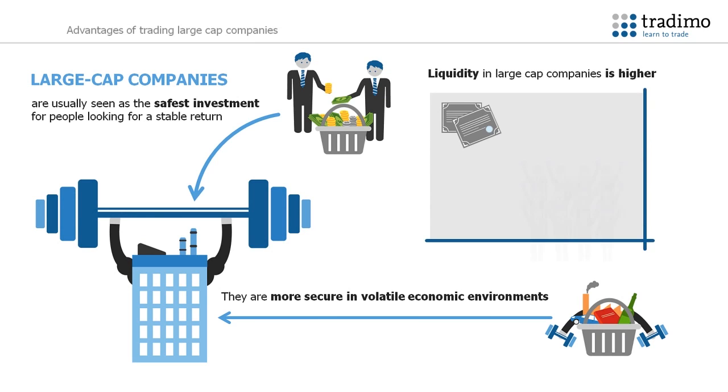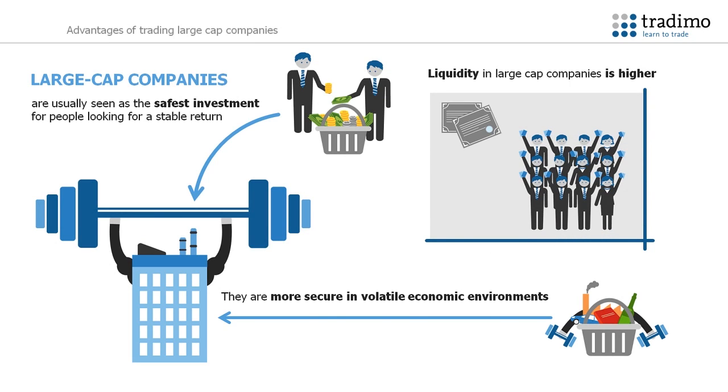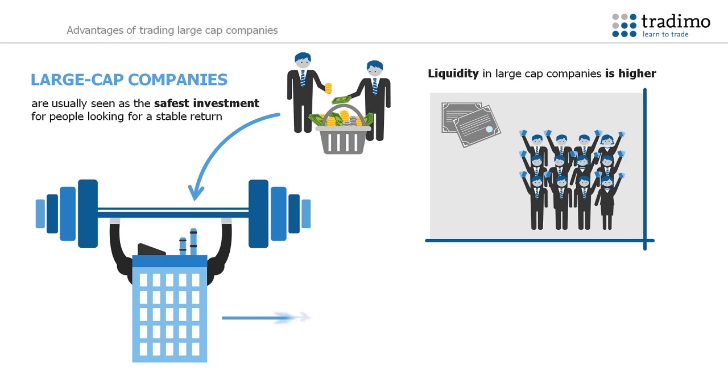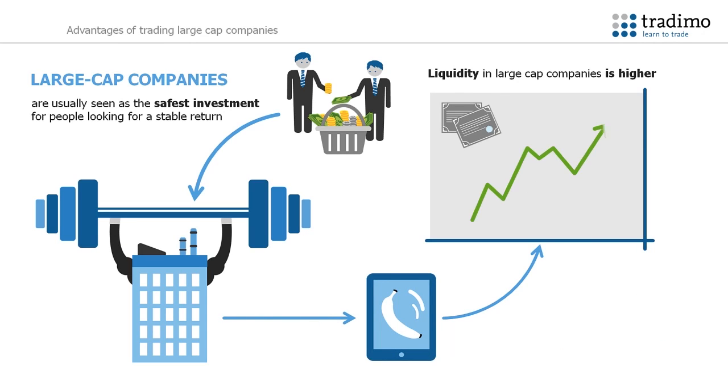As a trader, you will find that liquidity in large cap companies is higher, which results in lower volatility, resulting in better trade fills. A large company is normally able to invest further into developing products that already have a brand behind them. When these companies announce a new product or technology, there is usually a positive response, which is reflected in the share price.